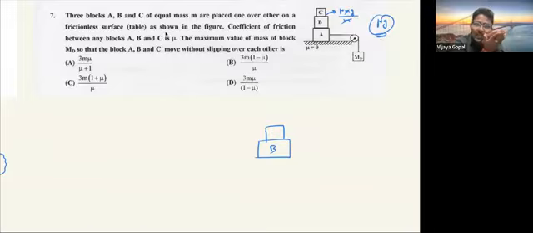But remember, when there is no sliding, so all the blocks are going together, one on top of another, then no sliding means what can you take, sir? What can you do?